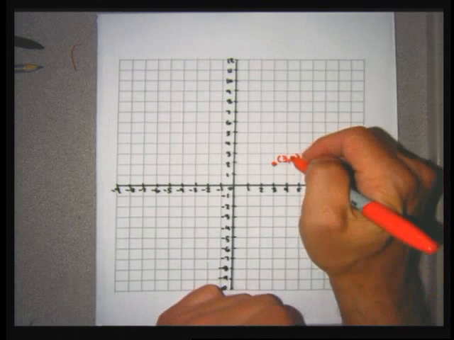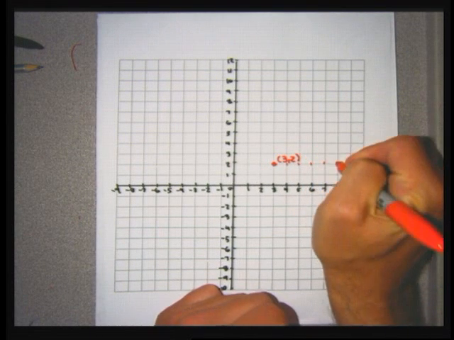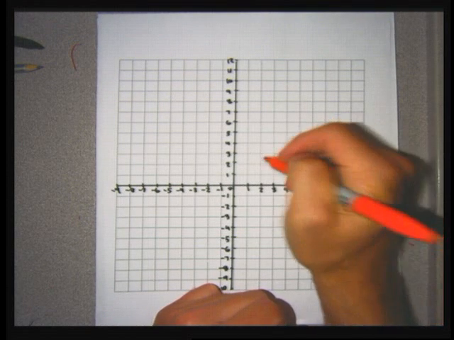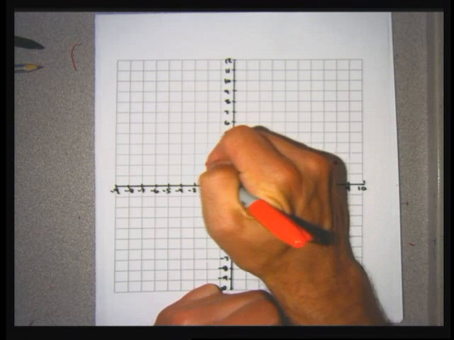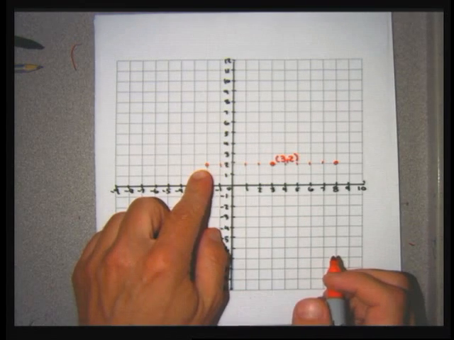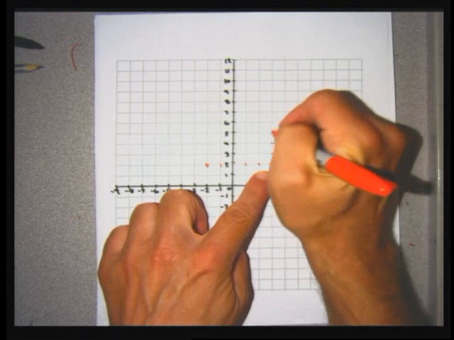So I'm going to count 5 to the right of the center, make a dot. That's going to be a point on the edge of the circle. I'm also going to make a dot 3, 4, 5 to the left of the center of the circle. That's going to be another point on the edge of the circle. From the center now I'm going to go up 5 because the radius is 5.